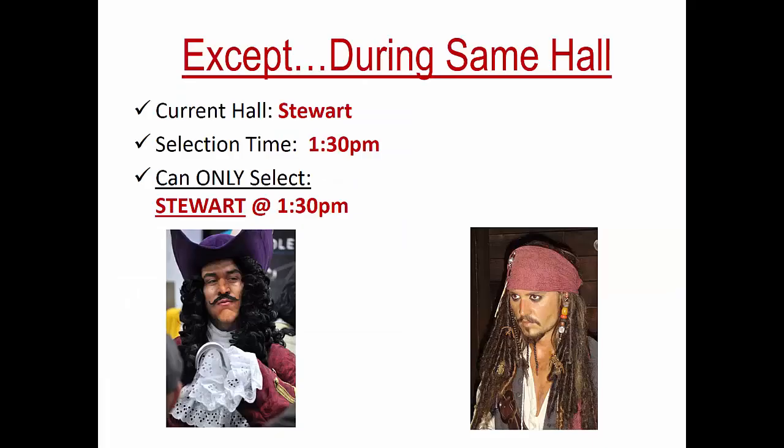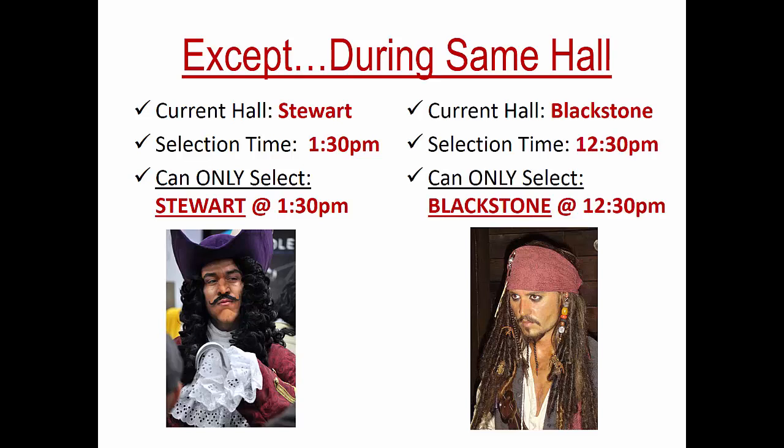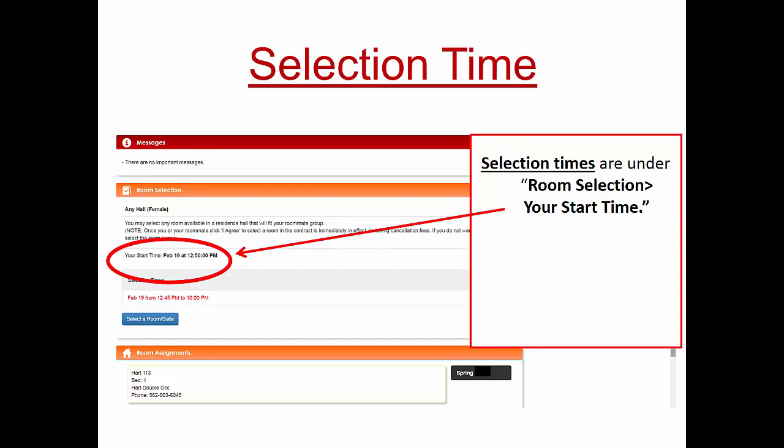The only exception to this team captain rule happens during the same hall selection. Since you can only select a room in the hall you currently live in, and your roommate can only select a room in the hall they currently live in, whoever lives in the hall you want to live in needs to be the one to select the room. So in this particular case, the captain is the person with the earliest selection time for the hall you want to live in.